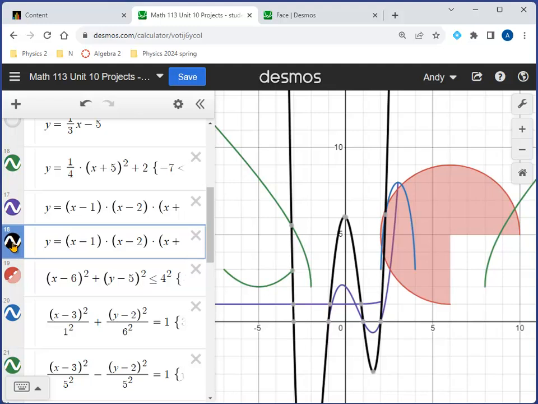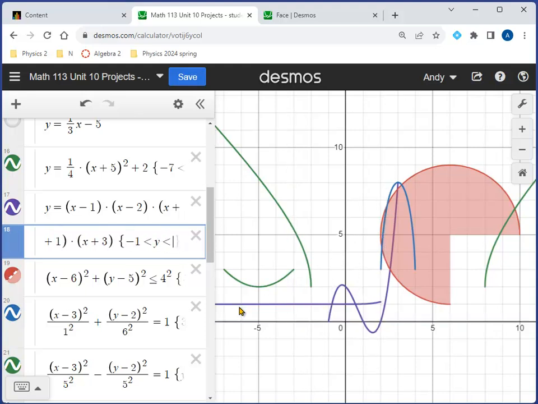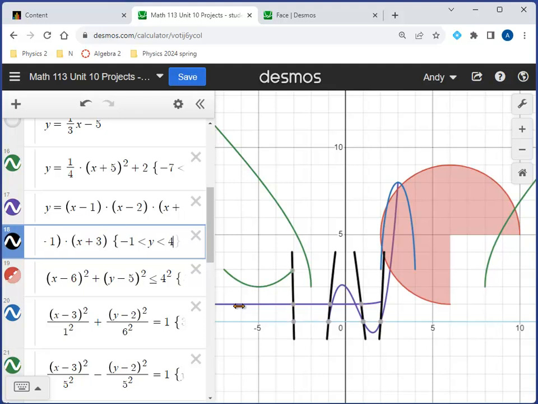There's also way too much here. So here, I'm going to make this really funky. I'm going to say my largest y is 4, and my smallest y is -1. So I'm going to go in here. -1 is less than y is less than +4, and there we go. Now, that looks really funkier, I believe.